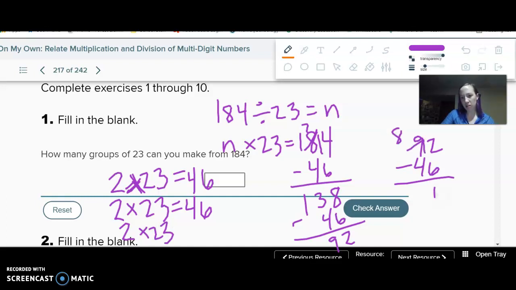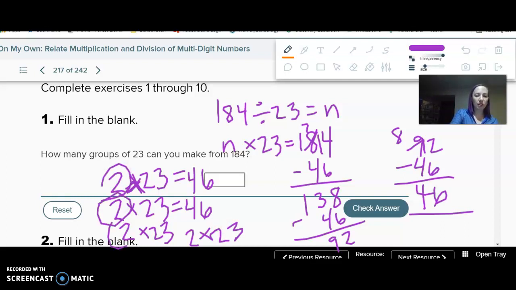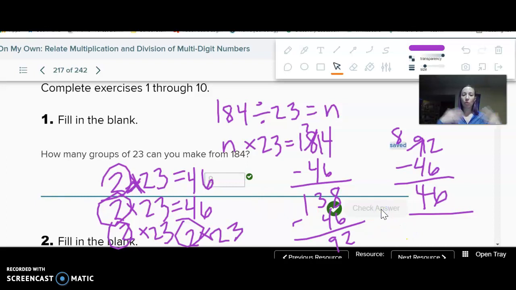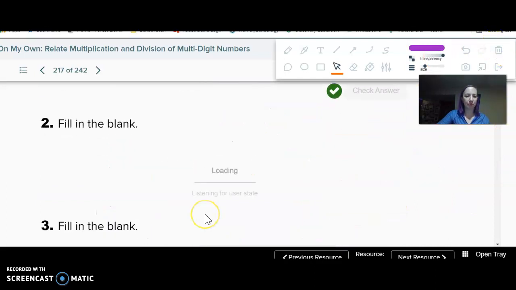8, 6, and 4. Oh, and then I know I do another two groups. I won't have anything left because I'll get exactly 46. So that's 2, 4, 6, 8 groups. Now this is where if I guessed and checked, I might have realized right off the bat that I could have just tried 23 times 5 times 6 times 7. So there's different ways to solve it. Let's try one more.